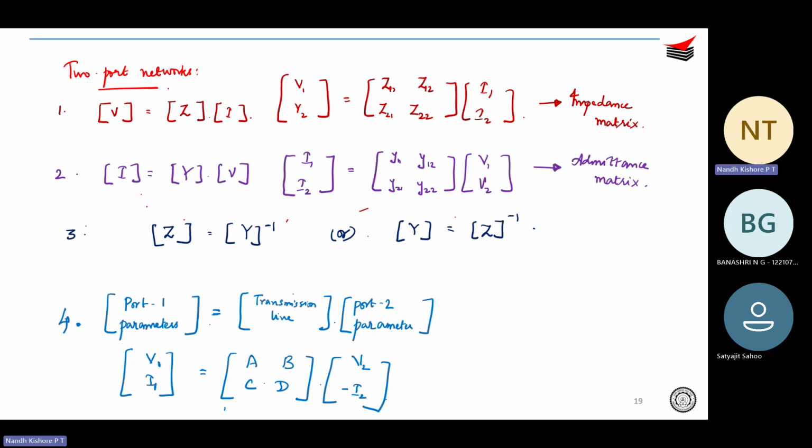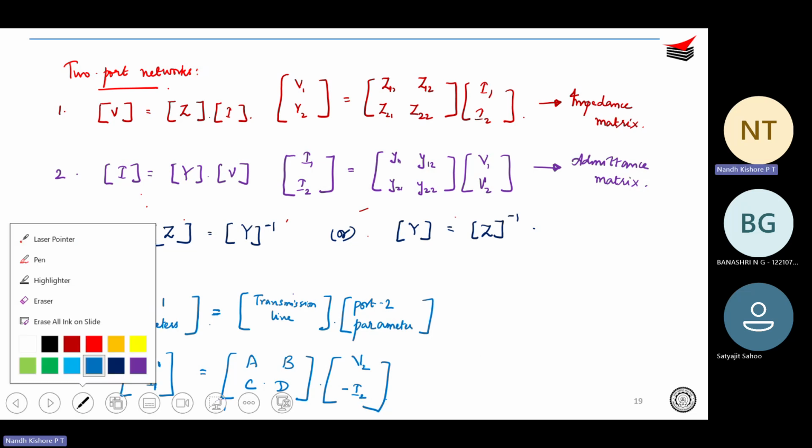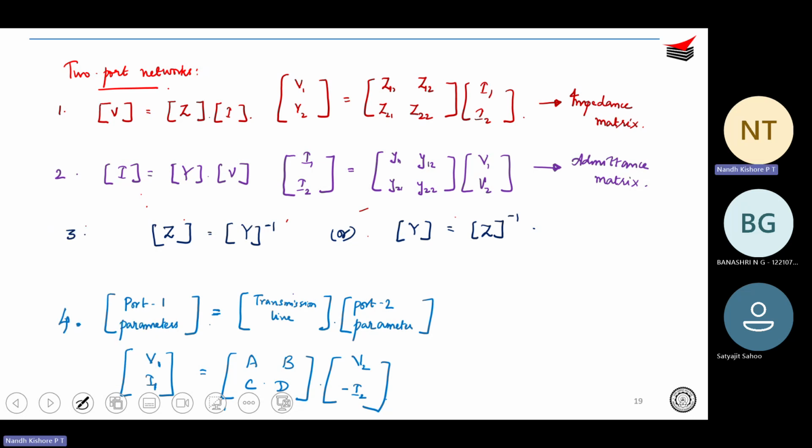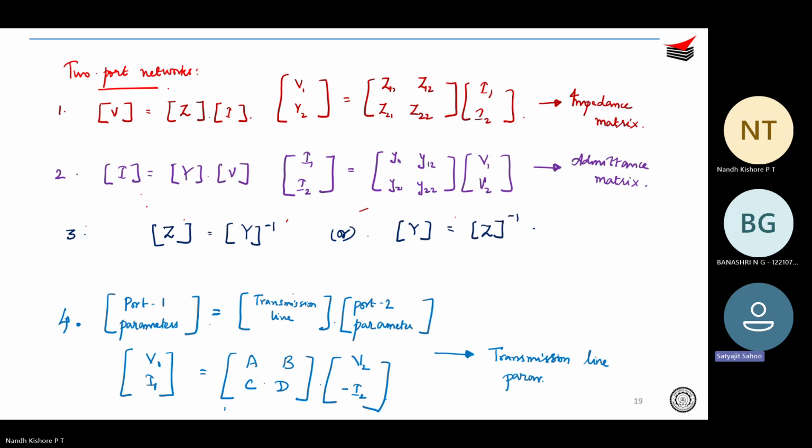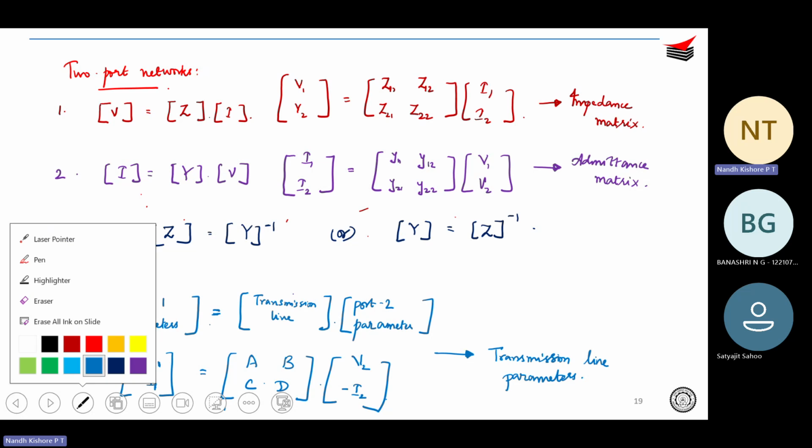And why is the minus sign coming? Can you tell why the minus sign is coming? Sir, maybe due to the opposite direction of the source current, it is the load current. That's why. Correct, correct.